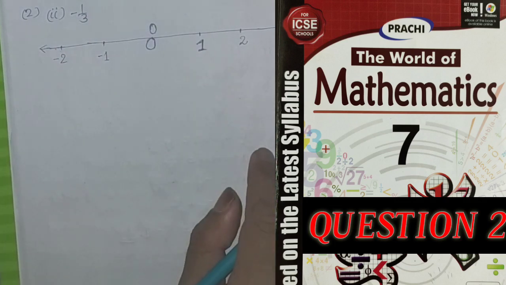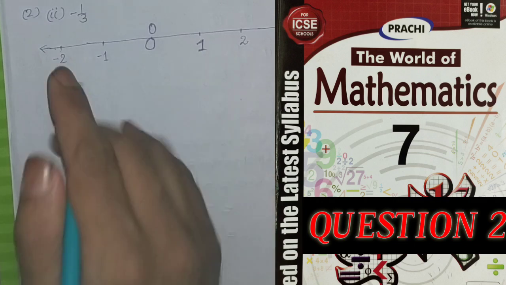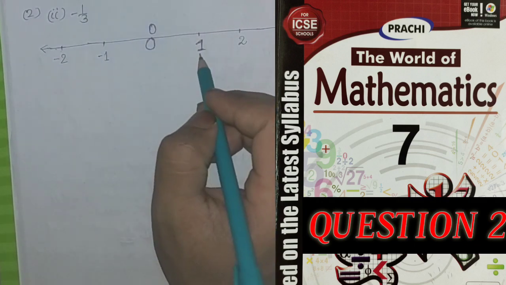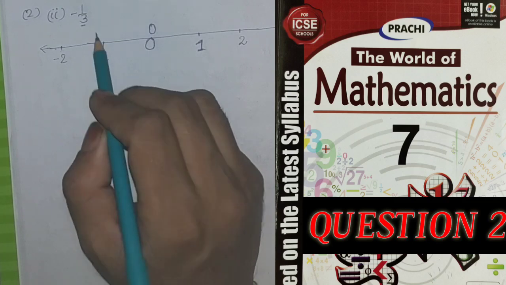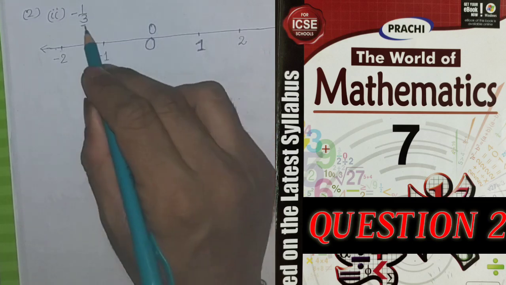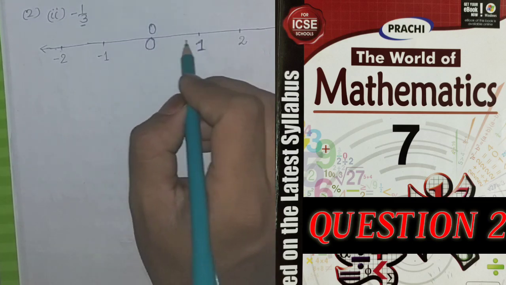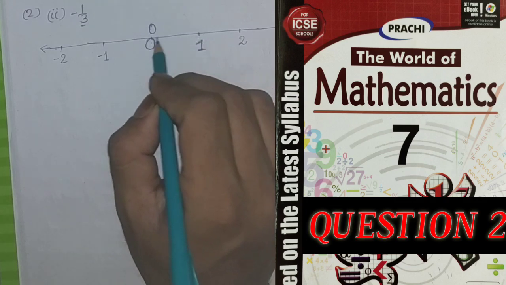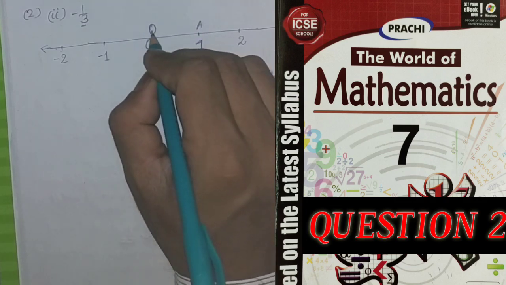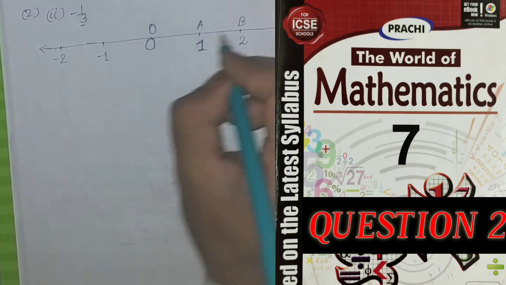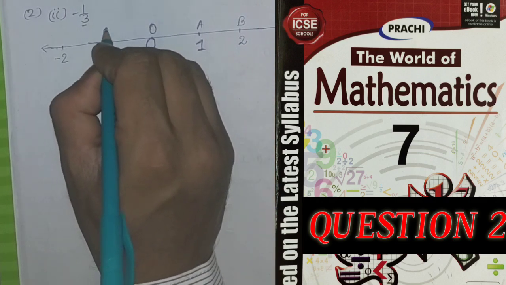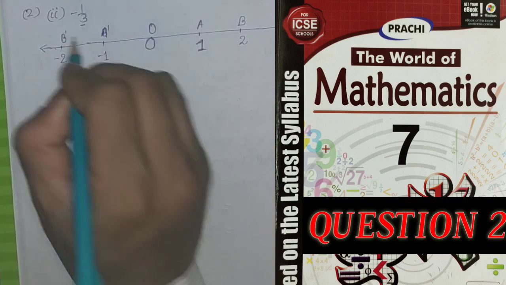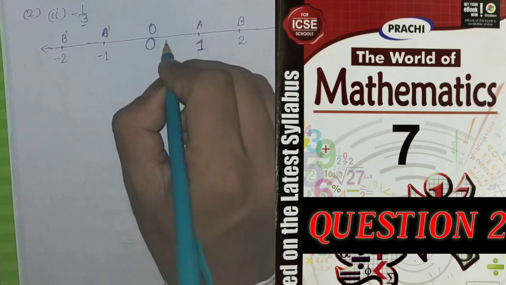Now, अब क्या करना है हमें कि minus 1 by 3 को इसमें रिप्रेजेंट करना है. देखिए डिनोमिनेटर कितना है, 3 है, तो हमें 1 और 0 के बीच में है, इसीलिए 0 और 1 को हमें 3 डिविजन्स में डिवाइड करना होगा. ठीक है, चलिए इक्वल डिवीजन होना चाहिए.